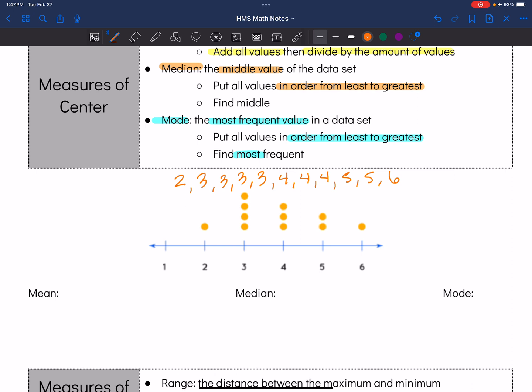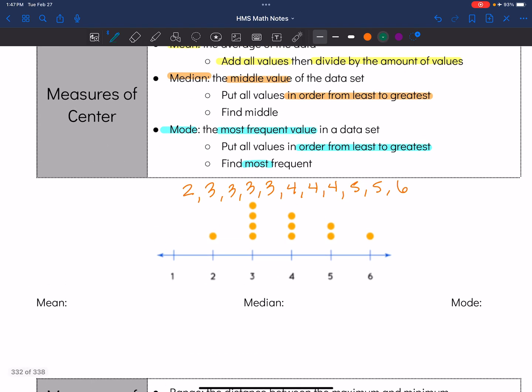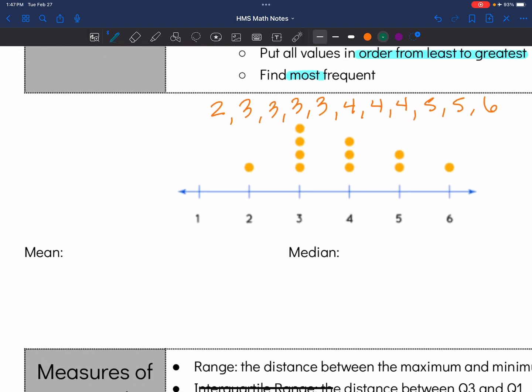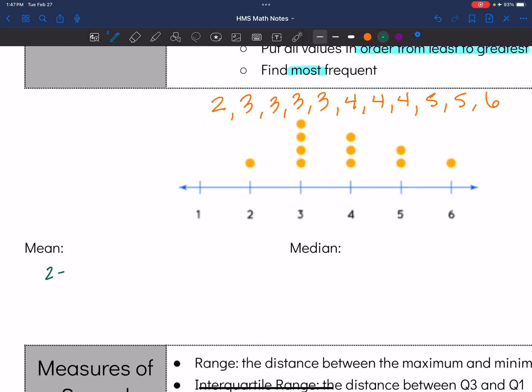That makes it easy. First, let's find the mean. That is going to be the most difficult one, just because there's a lot of math involved in that. So, step 1, add all the values together. So I'm going to add 2 plus 3 plus 3 plus 3 plus 3. You know what, guys? There is an easier way to do this.